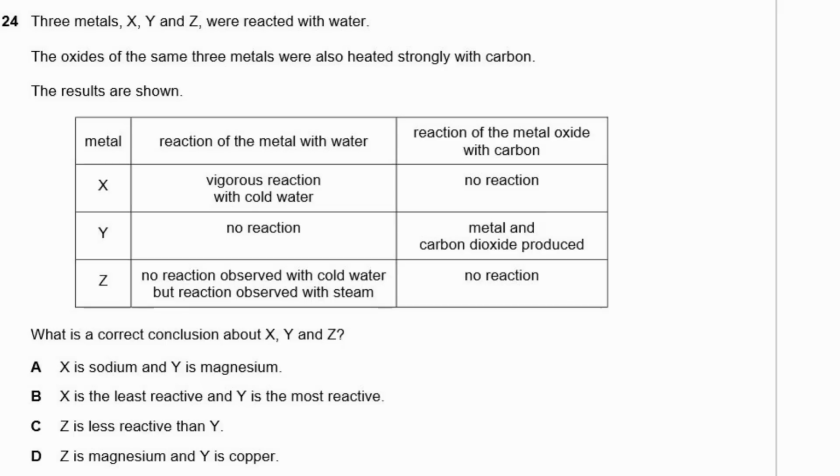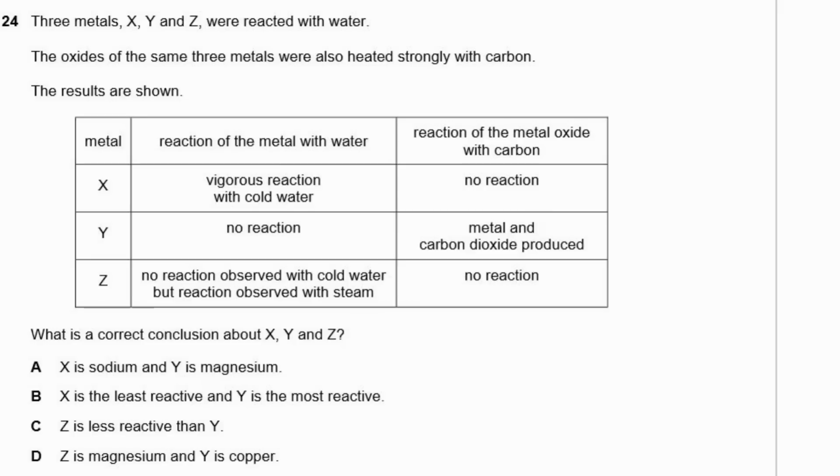Question 24. Three metals, X, Y, and Z, were reacted with water. The oxides of the same three metals were also heated strongly with carbon. The results are shown. If you react metal X with cold water, it has a vigorous reaction. If the metal oxide is reacted with carbon, there's no reaction. For Y, there's no reaction of the metal with water, and the metal and carbon dioxide are produced when the oxide reacts with carbon. And for Z, there's no reaction observed with cold water, but there's a reaction observed with steam.